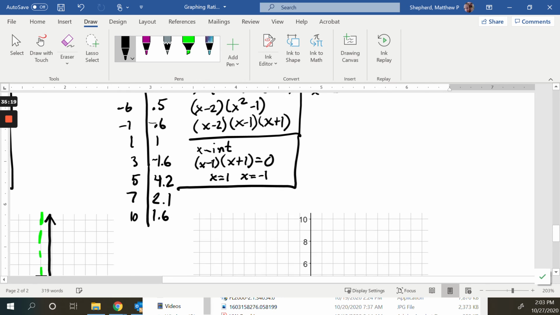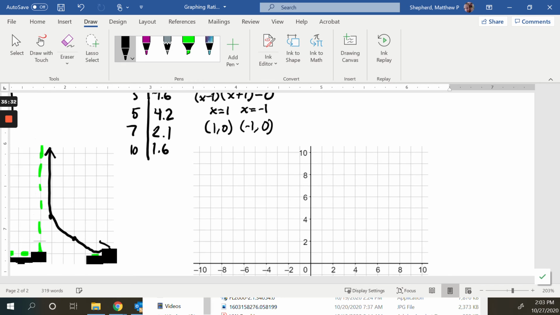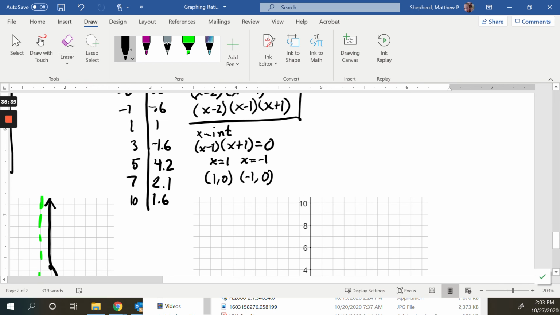So those are going to form my two x-intercepts, essentially 1, 0 and negative 1, 0. So when x is 1, the equation is 0. When x is a negative 1, it equals a 0. And we've got those graphed.